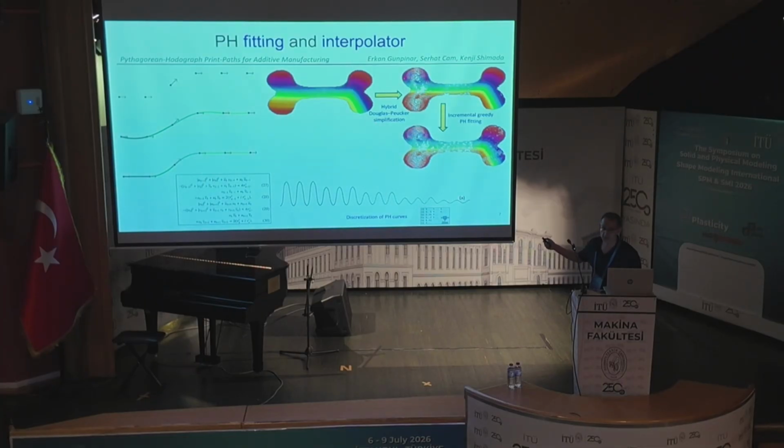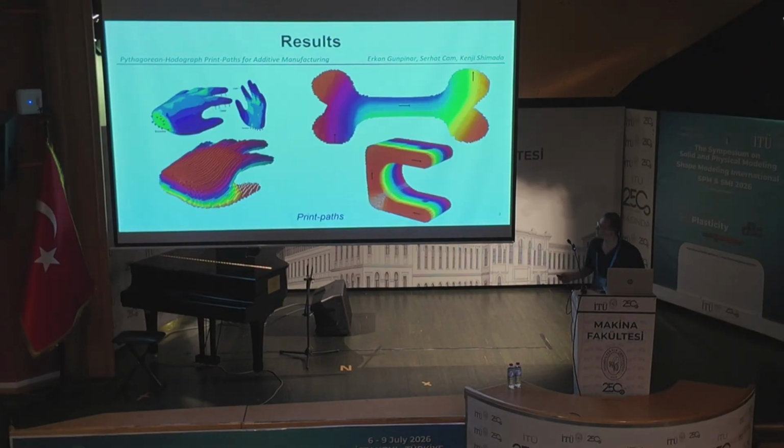You see some blanks here, which means that we already simplified it. And then we use an incremental greedy PH fitting algorithm. So then we can obtain PH curves. Once we have a set of PH curves, we have a G-code interpolator dedicated to PH curves. And then we discretize these PH curves using their exact arc length property and curvature calculations. And finally, we export G-code for a given set of PH curves.